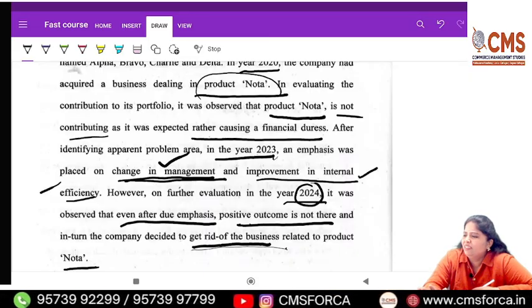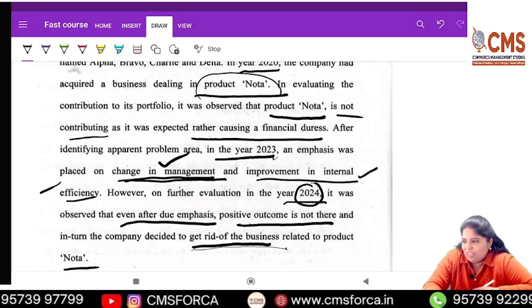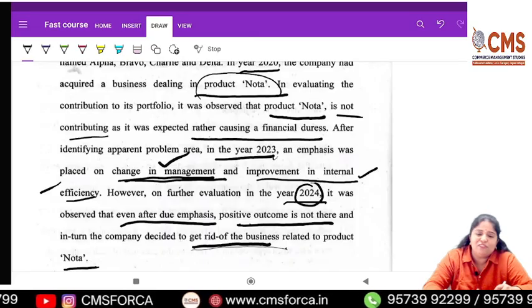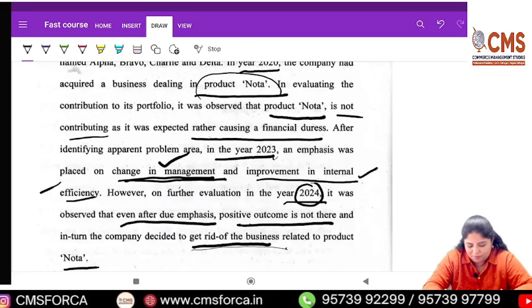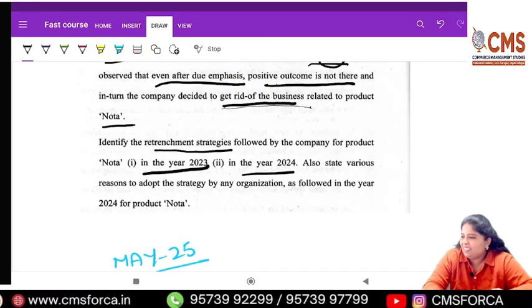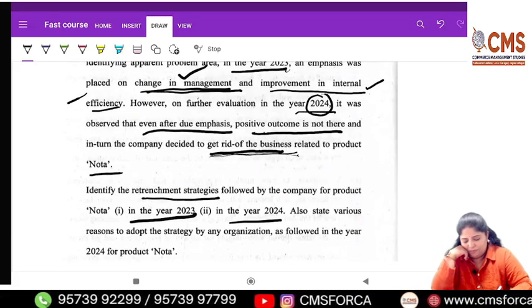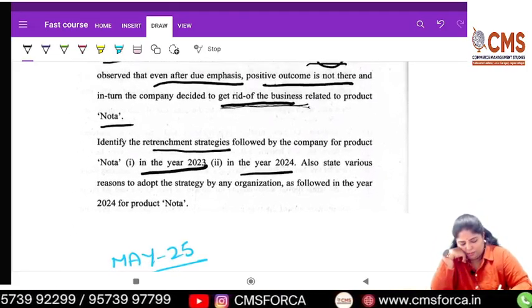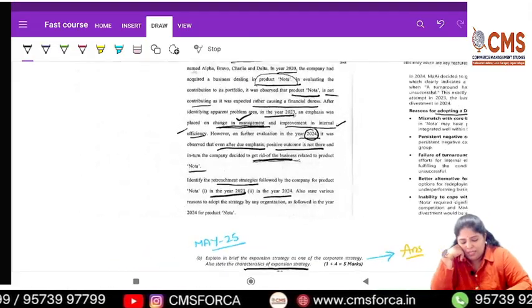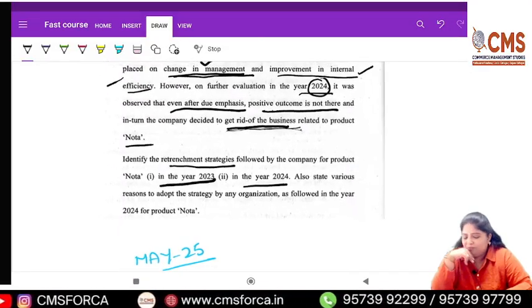Just tell me that. In the year 2023, it's a turnaround. And in the year 2024, they are a group of companies, right? They now get rid of the business on nota. Now you will tell me whether it is divestment or liquidation. Think and answer.